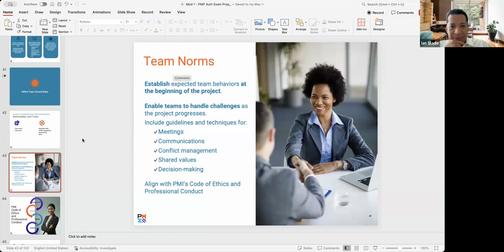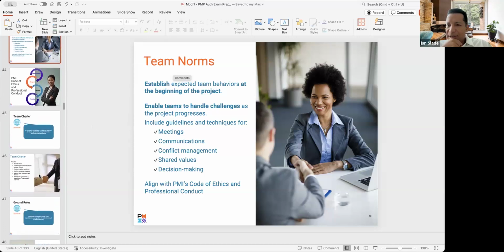Okay. So team norms, again, establishing the expected behavior of the teams, so everyone understands what is expected of them, and they should align with the PMI's code of ethics. In your Google Classroom, Michelle should have a copy of this for you guys. If not, just go ahead and ask her for it. I think it's like 13 pages or something. So just remember to review it before you take the test.